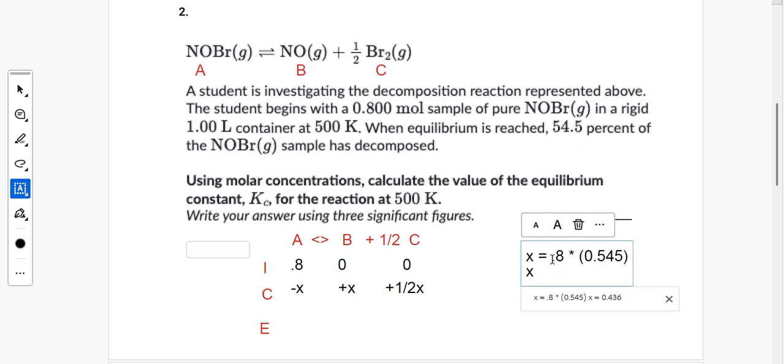And so then I have X is equal to 0.436. I did this a little bit earlier this evening, so I'm going to double check my work: times 0.545, yep, there we go. Our X value is 0.436.